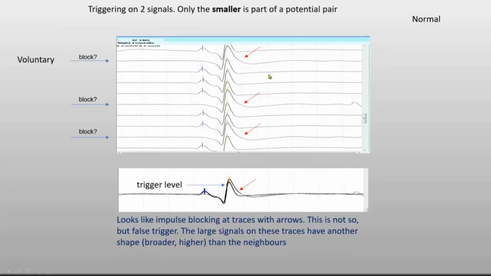We have some special situations here where we sometimes think that blocking is shown, but the jitter is normal, and that is theoretically not possible. So what is that? Well, that is when we have another signal, not a double potential pair, but a single signal that is triggering because it has a high amplitude and therefore starting the sweep. This signal is not the same as this one. You can see that it has a different shape. This one is broader than this one. And it's due to the following that we trigger here: both the double potential and the single reach an amplitude above the triggering level and therefore initiate the sweep. So this is not blocking.